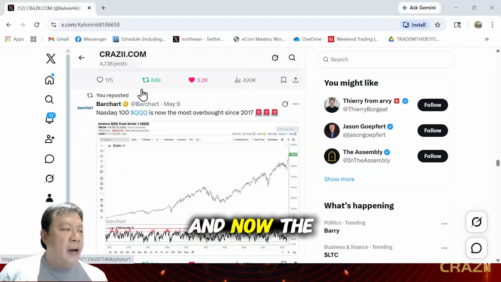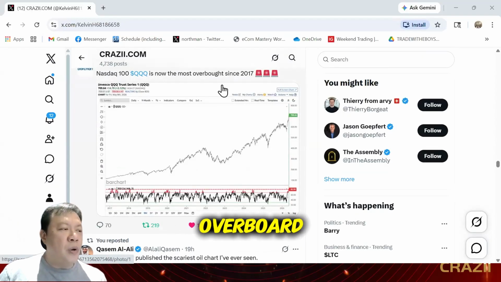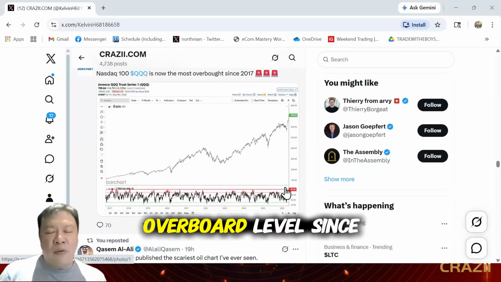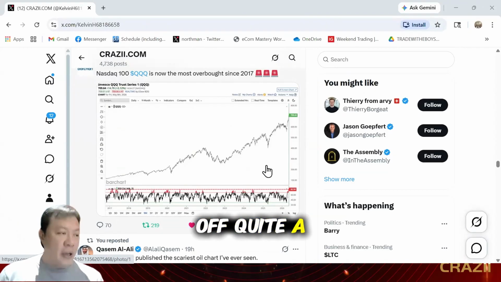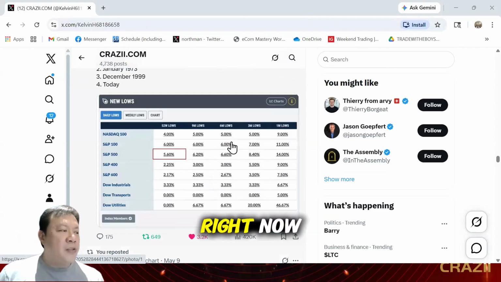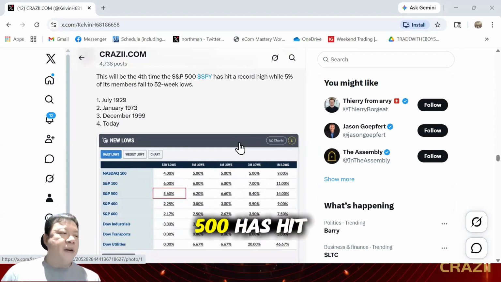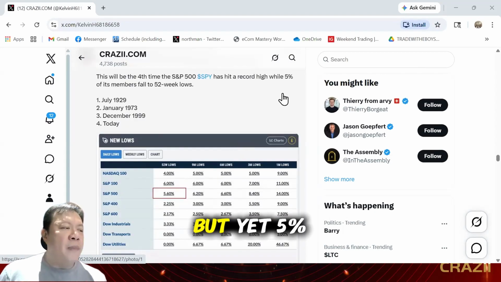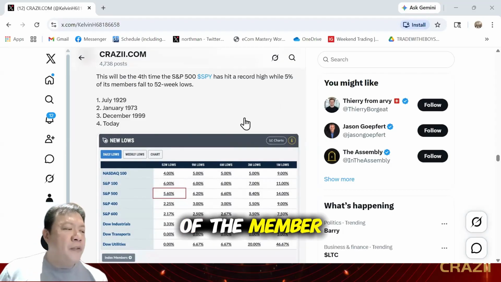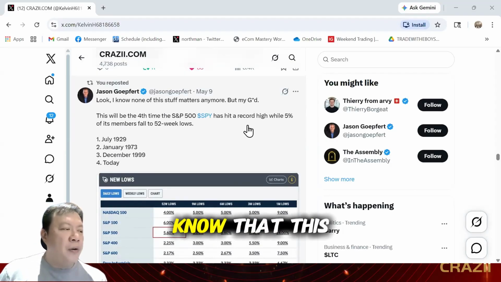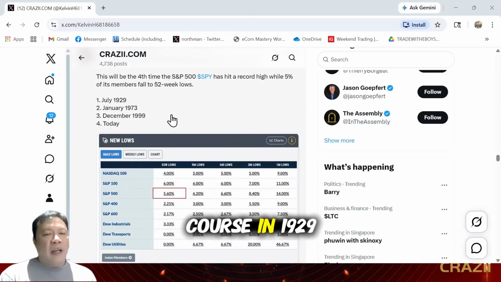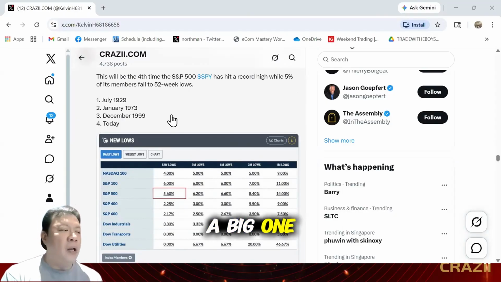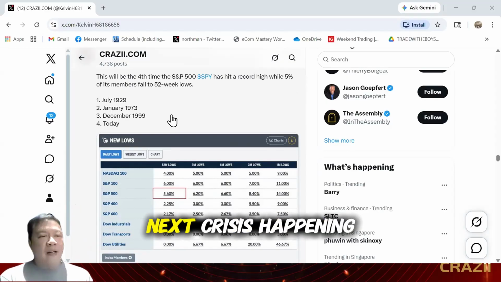All right. And now the NASDAQ 100 is at the craziest overbought level since 2017. And again, you know what happened after that? The market came off quite a fair bit. Okay. And of course, right now, we know that this is the fourth time the S&P 500 has hit a record high level, but yet 5% of the members fell to a 52-week low. And we all know that this happened in 1929, 1973, 1999, and of course, in 1929, we had a recession, a big one. 1973, another big recession, a big one. And in 1999, we saw the NASDAQ crisis happening.